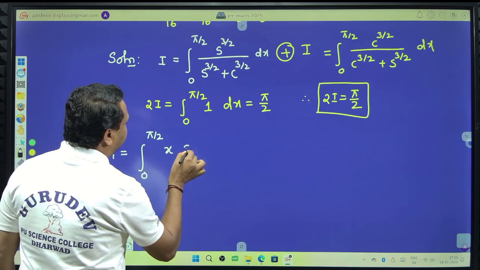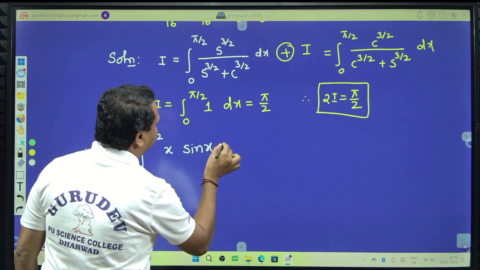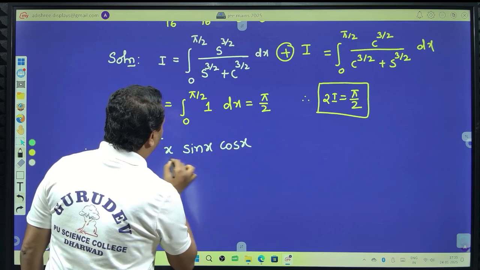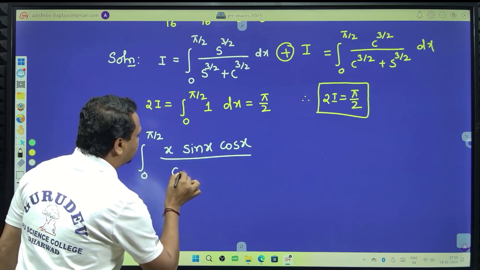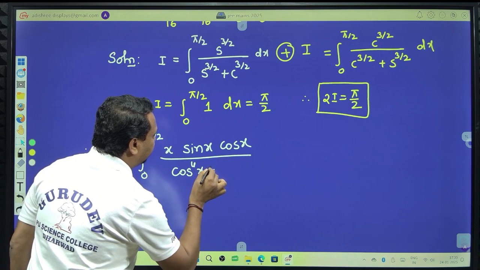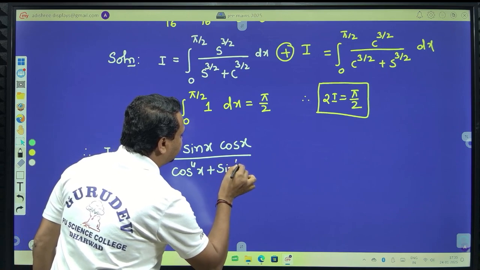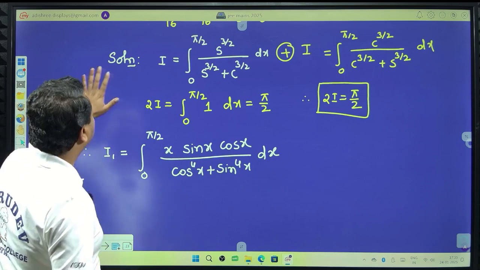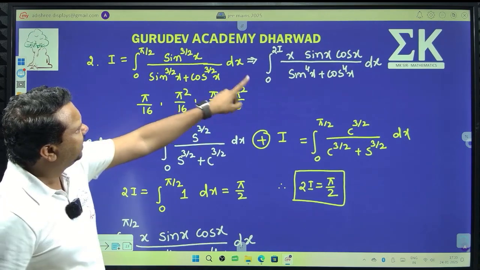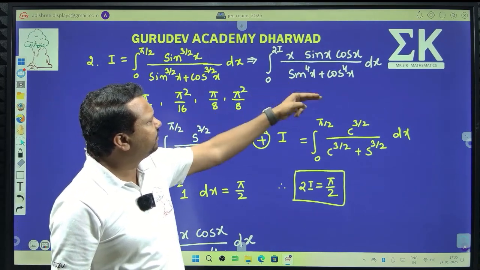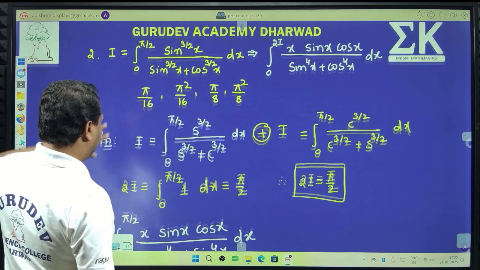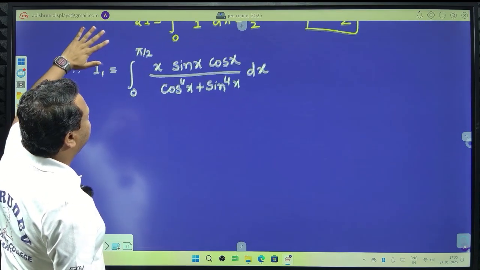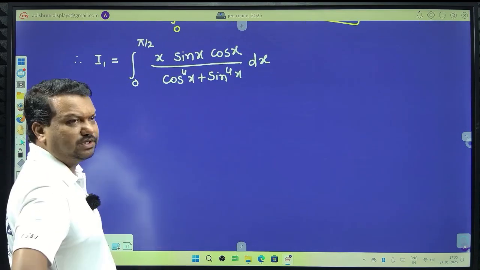And x sin x cos x whole divided by cos raised to 4x plus sin raised to 4x with respect to x. Please verify. x sin x cos x divided by sin raised to 4 plus cos raised to 4. Done? We have the same expression. Clear? Now you have to just solve this integration.